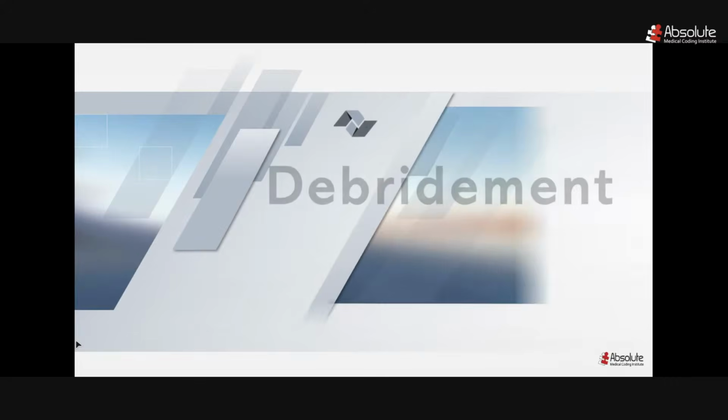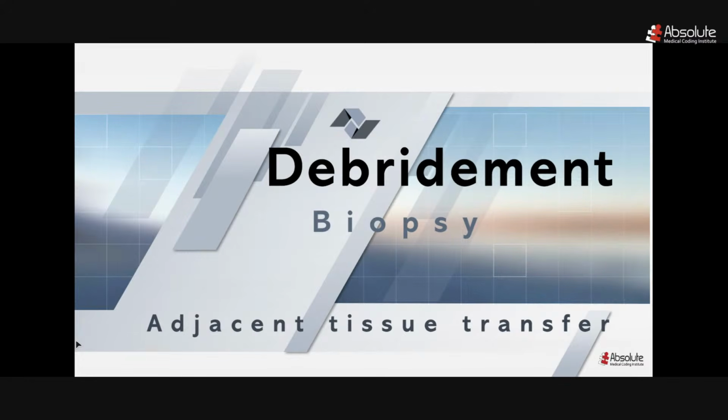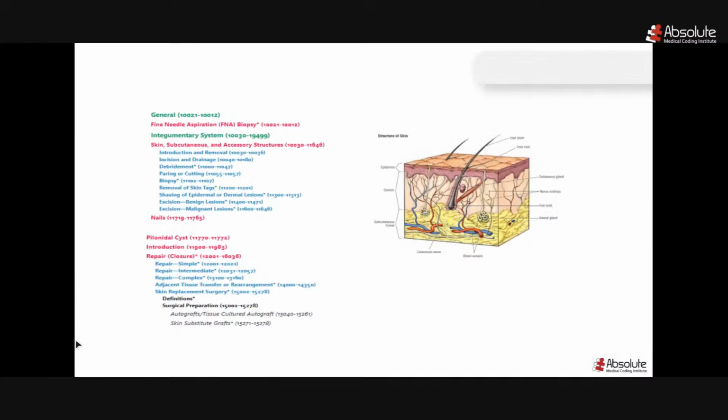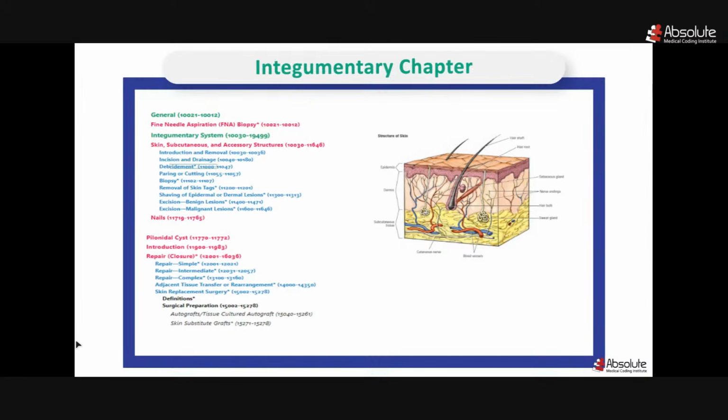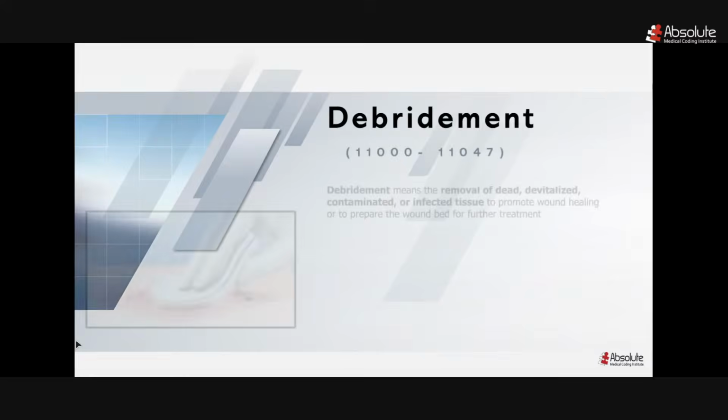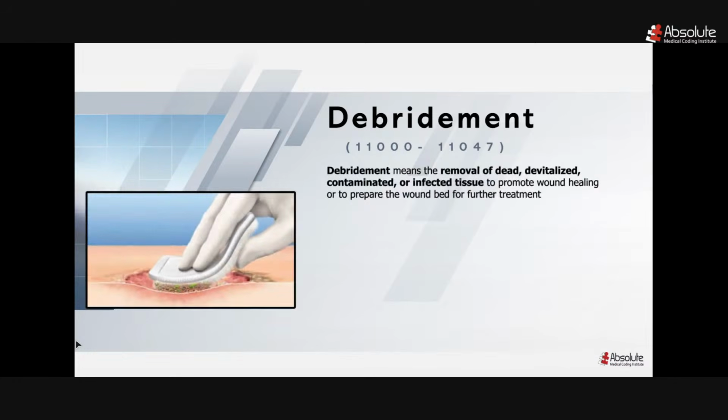Okay, so as I said, we will be reviewing the debridement, the biopsy, and the adjacent tissue transfer section today. And all these three, the biopsy, debridement, and ATT, fall under the integumentary section of the CPT manual. All right, coders. So let's begin with the debridement.